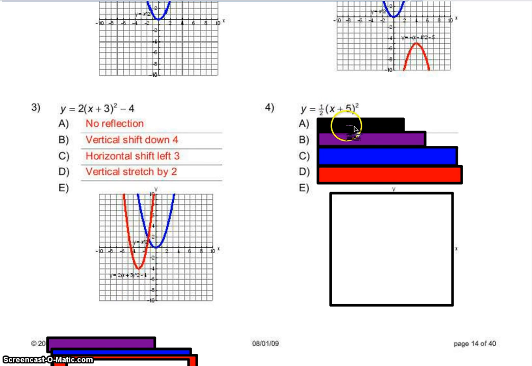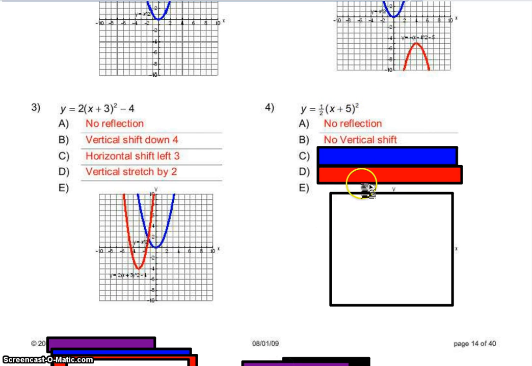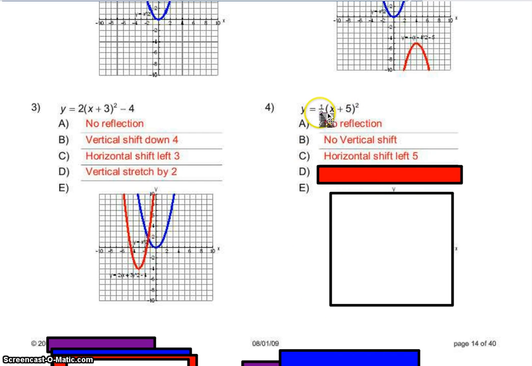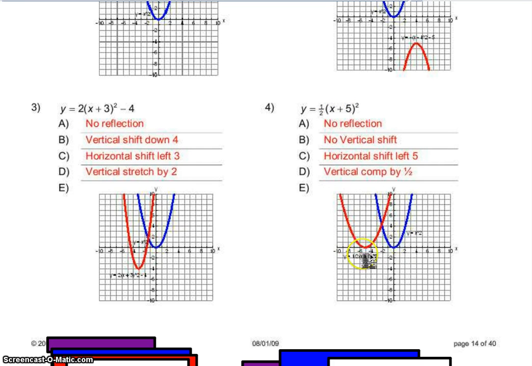There is no negative at the front, so there's no reflection. There's no number at the end, so there's no vertical shift. +5 sends it to the left 5, and 1/2 is a vertical compression, so that means it's going to get wide. So your vertex goes to the left 5, and the graph is wide.